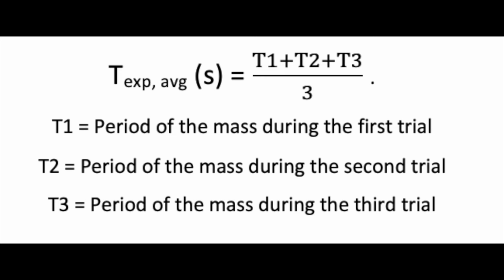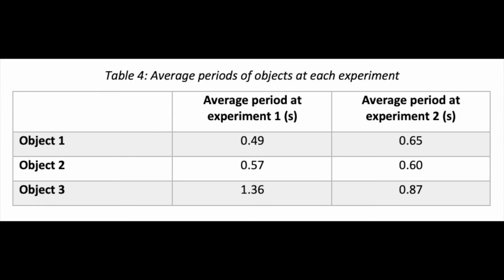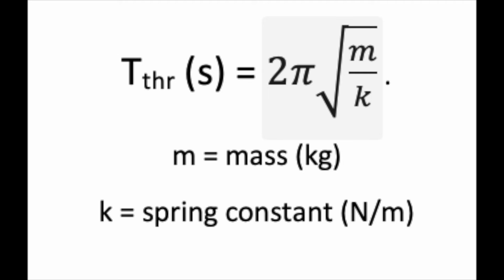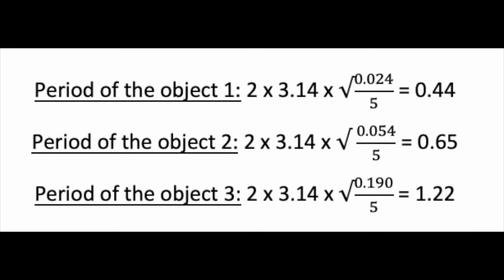The average periods of all the masses in each experiment are found with this equation and noted in a table. The equation to calculate the period theoretically is this equation where m is mass in kilograms and k is spring constant in Newton per meter. As it can be seen, theoretically there are no other variables that affect the period other than mass and spring constant. To calculate, firstly we convert centimeters to meters to use in this equation. We take pi as 3.14 and do the calculations for 3 objects.